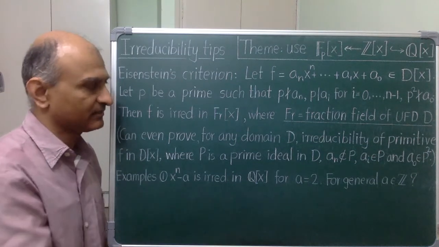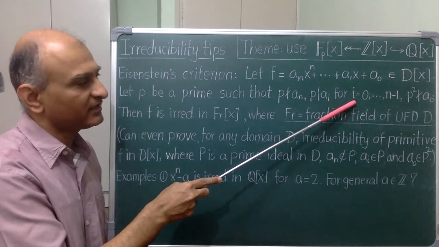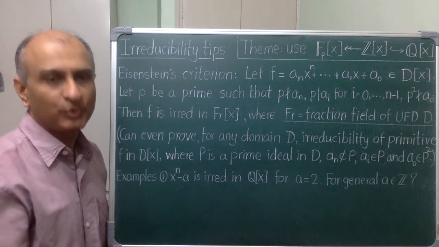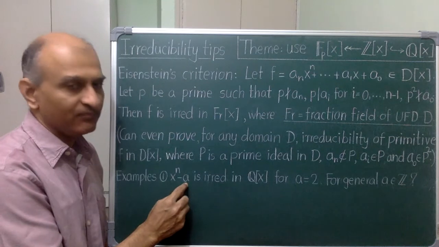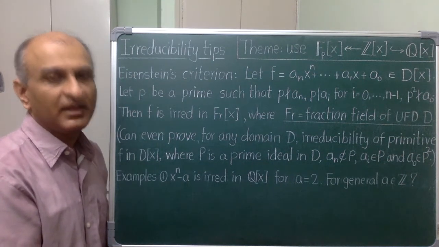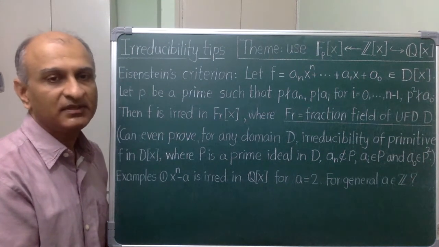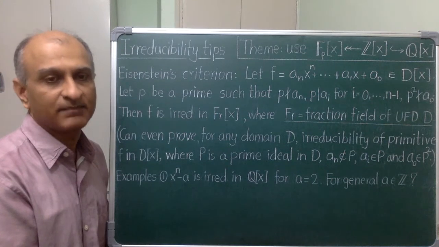Okay, a standard application of this criterion is to see that x to the n minus 2 is irreducible over rationals. This test applies straight away by taking the prime to be 2. Now, you should ask for which integers a is the test applicable, and when the test is not applicable, try to write down some interesting counterexamples.